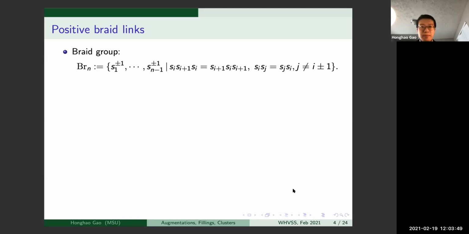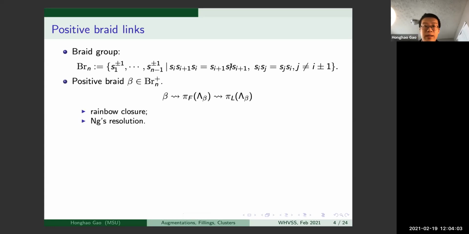A braid is some word of these Artin generators satisfying these two relations. A positive braid is a braid in which I only allow positive powers of these generators. Because the front diagram has only one type of crossing, by closing up a positive braid, I can obtain a front projection of a Lagrangian link in some canonical way. And then I can perform Ng's resolution and get a Lagrangian projection of this Lambda beta.